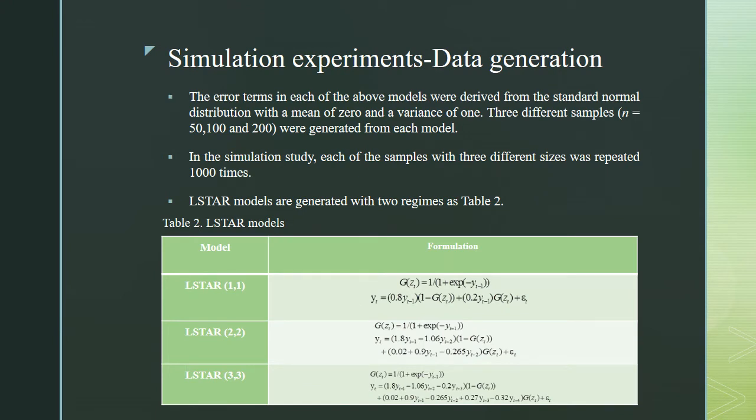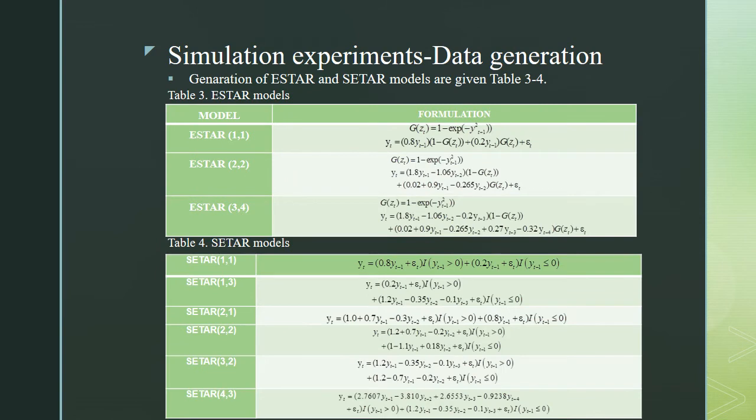Simulation experiments data generation. The error terms in each of the above models were drawn from the standard normal distribution with a mean of 0 and a variance of 1. Three different samples were generated from each model. In the simulation study, each of the samples with 3 different sizes was repeated 1,000 times. LSTAR models are generated with 2 regimes as in Table 2. Generation of ESTAR and STAR models is given in Tables 3 and 4.